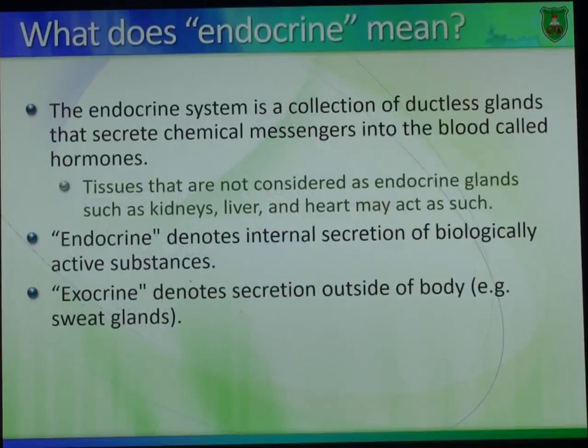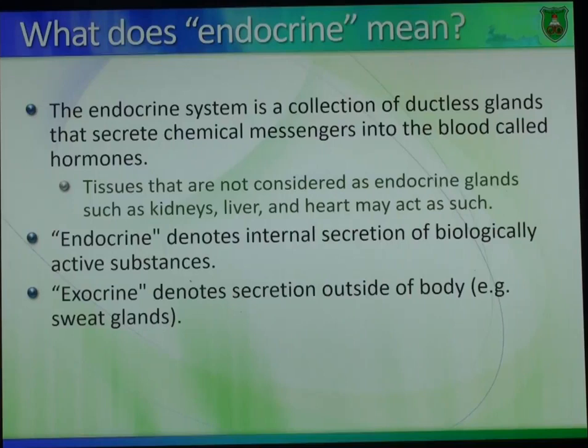Let's start with defining what the word endocrine means. So basically, the endocrine system is a collection of ductless glands. They secrete these chemical messengers called hormones. We'll talk about hormones in a second. Now, some tissues can also secrete hormones, like kidneys, liver, and heart, except that they're not part of the endocrine gland.